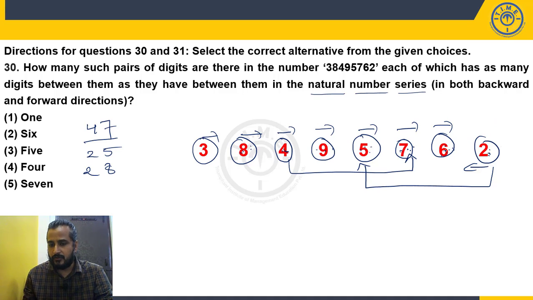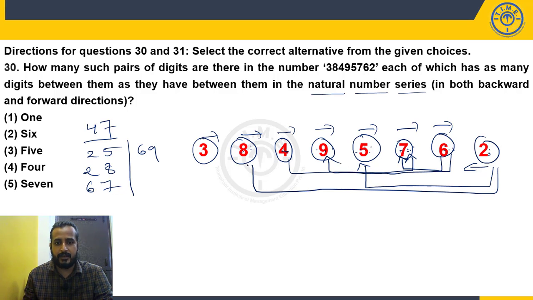No other digit. Now start from the 6. 6, 7, yes, 6, 7 matching in the backward direction. 6, 7, 8, 9, yes. One more is also matching. 6, 9 is also matching. Right. And 2, 8 is also matching earlier. So with the 6 it is completed. Now 7. 7, 8, 9, yes, perfectly matching 7 and 9. Okay. 7 and 9. Next.